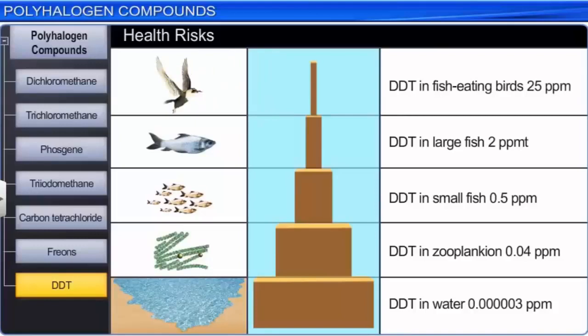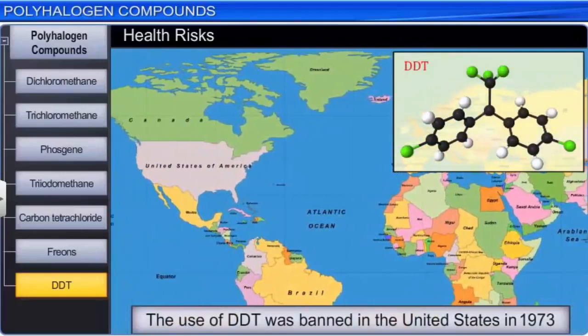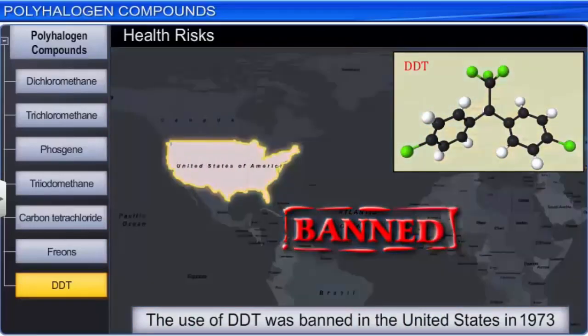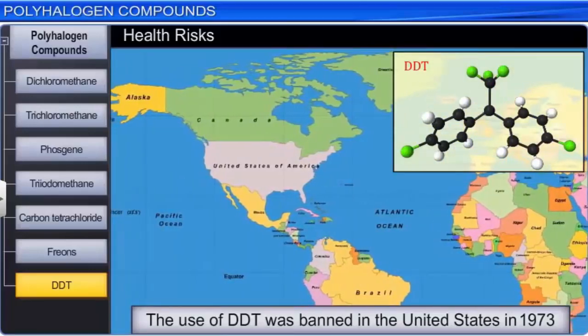The use of DDT in agriculture has led to measurable DDT levels in humans. The use of DDT was banned in the United States in 1973. However, it is still in use in some parts of the world.